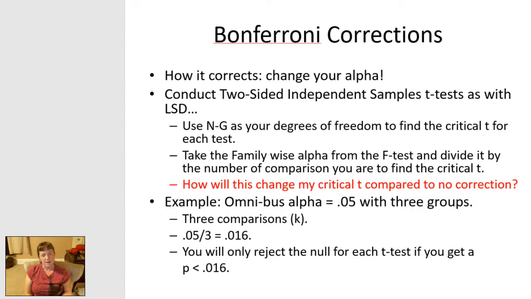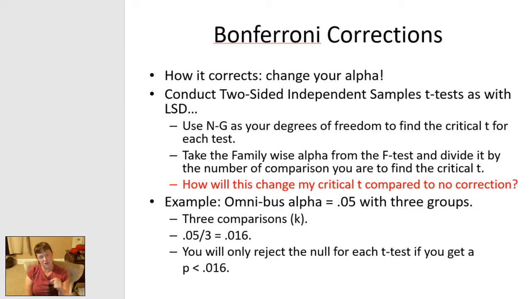Bonferroni makes a correction by changing your alpha. You're still going to do the same two-sided independent samples t-test. You're still going to use N minus G degrees of freedom. You're still going to use the same family-wise alpha of 0.05 from the F test. If you're using an alpha of 0.05, you don't have to, but most people do, right?